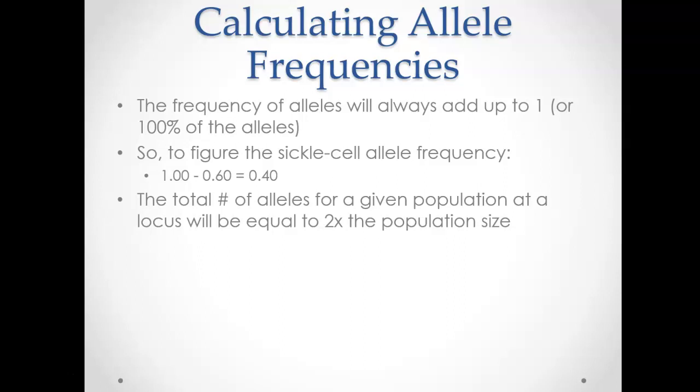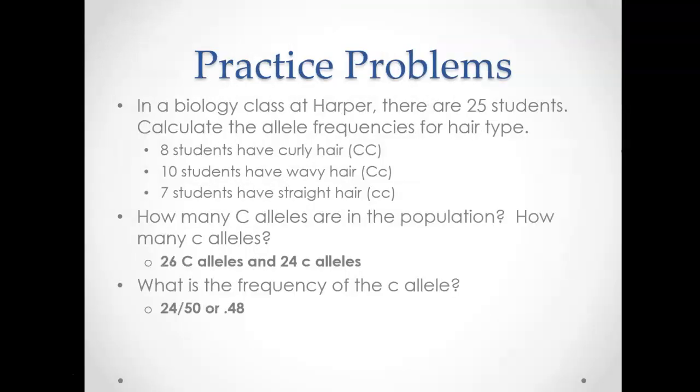Again, I already talked about the total number of alleles being twice the population size. There were 50 individuals. That means there were 100 alleles. Okay, so here's a practice problem. I'm not going to walk through it, but this would be an appropriate point to pause and see if you can work through this problem yourself. If there are 25 students and we're looking at the frequencies for hair type, curly hair, wavy hair, and straight hair, how many capital C alleles, curly hair alleles, are there, and how many straight or little c alleles are there? Again, good point to pause here and calculate and see if you can get these answers.